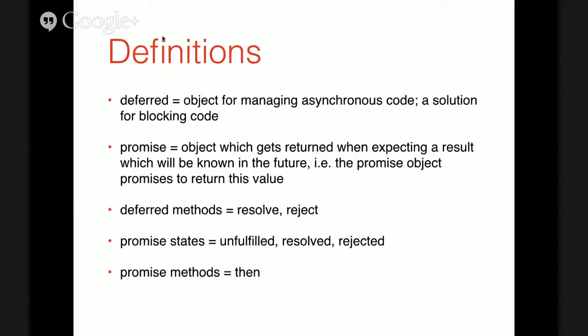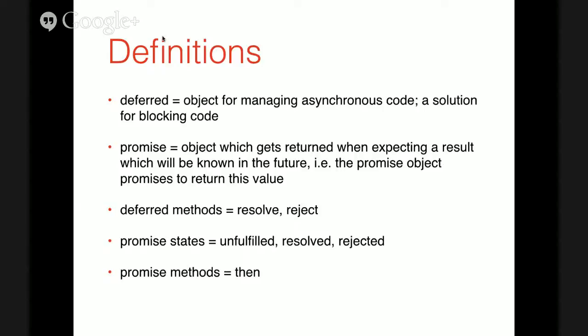A promise is a bit more important for you to understand. This is an object which gets returned when expecting a result which will be known in the future. It promises a return value, and that's why it's called a promise. Deferreds and promises are mostly the same thing, but because of implementations, we'll refer to them as different things, and you'll understand this when we get to the code.